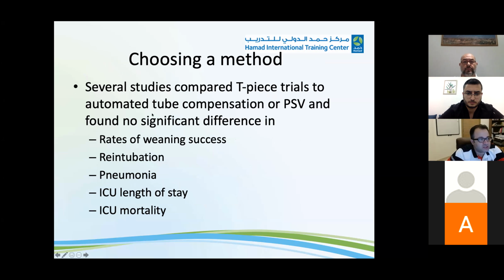So several studies compared T-piece to automatic tube compensation or pressure support, and there was no significant difference in rates of weaning, reintubation or pneumonia. So if you use T-piece or pressure support, you're okay. If you look at the latest meta-analysis, putting all studies together and reaching a conclusion, probably pressure support is slightly more successful, very slightly more successful than T-piece, and it could be easier on the patient.